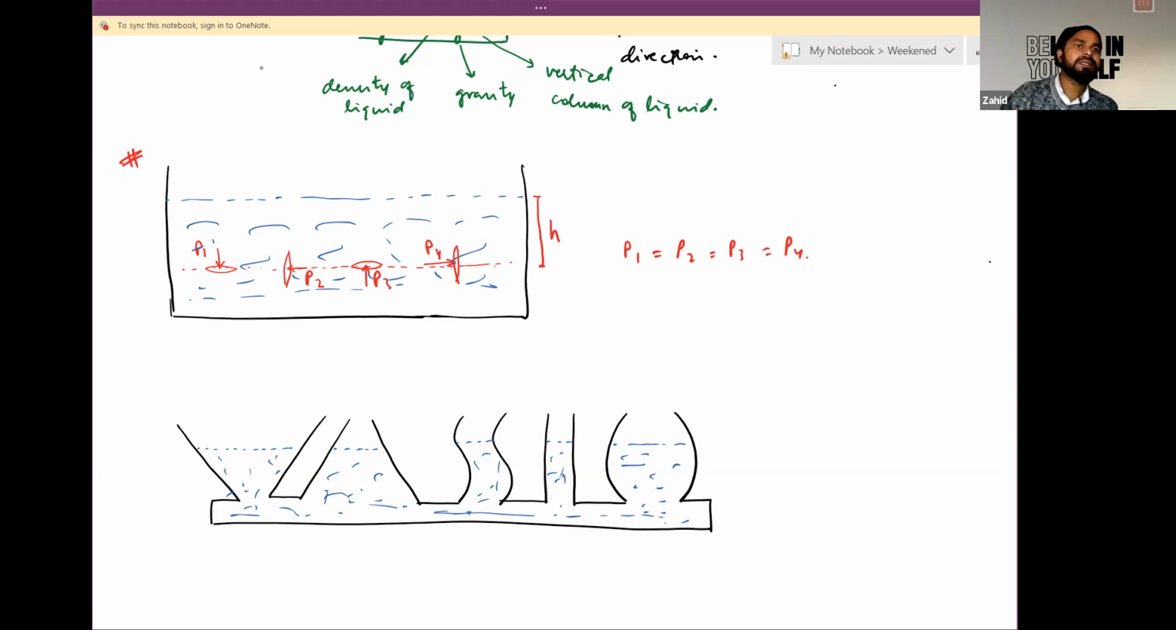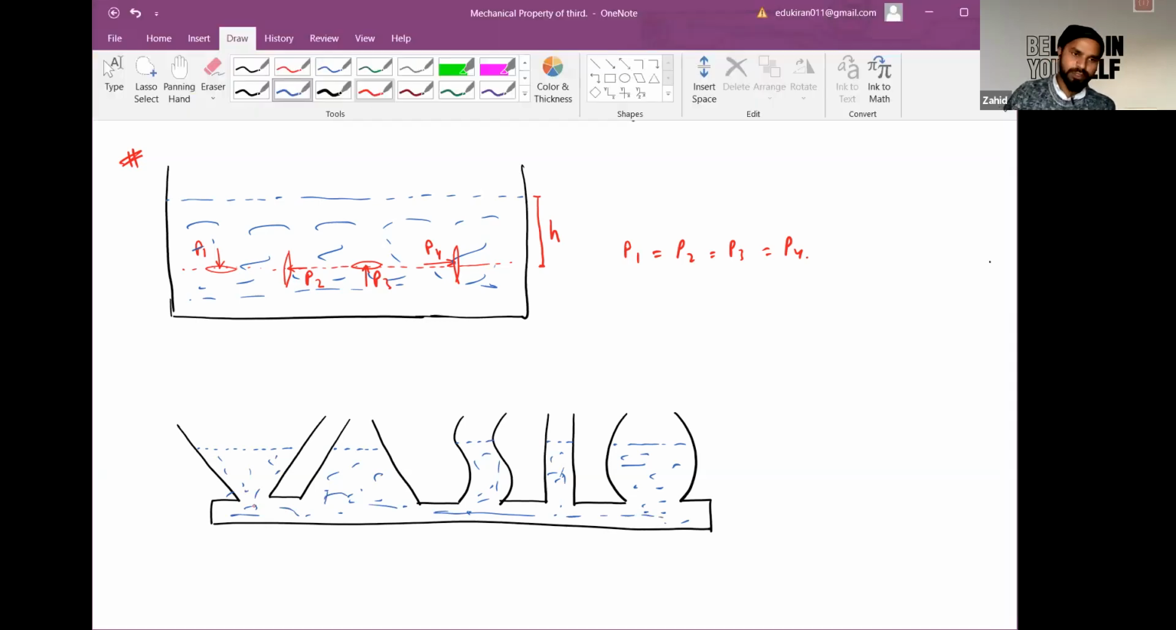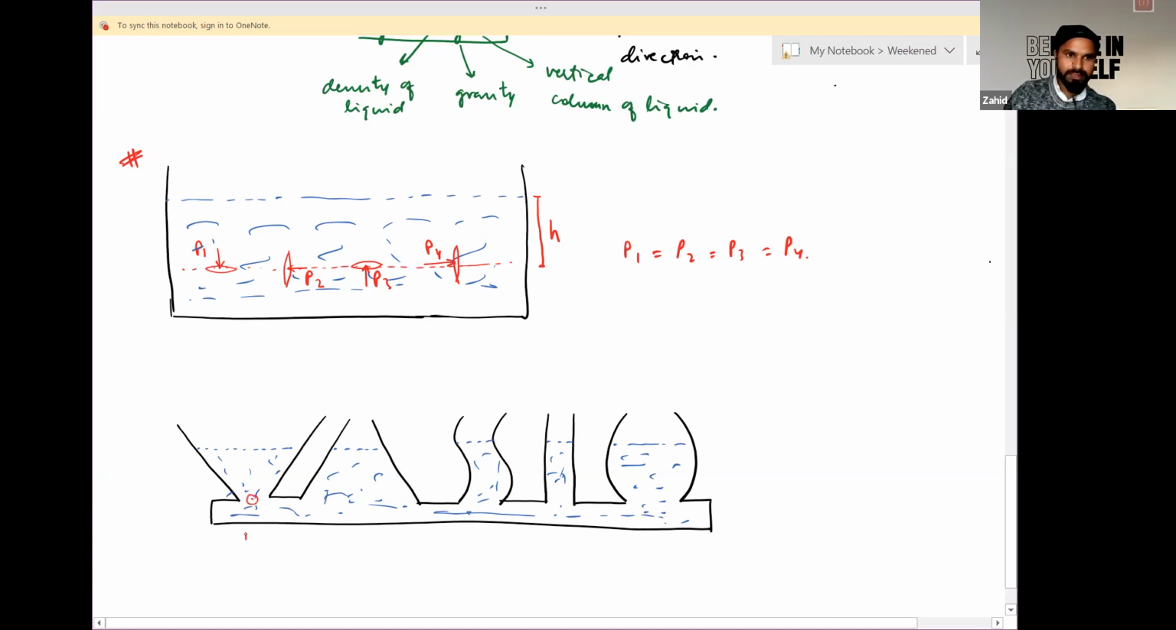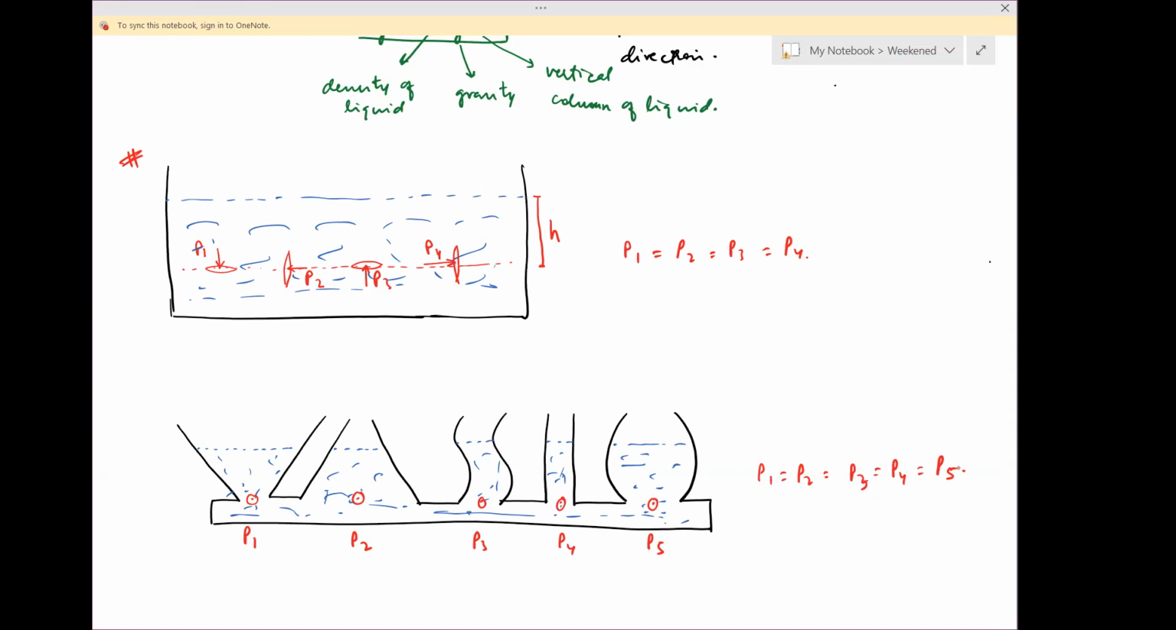It means pressure exerted by these column of liquid at this point, let's say P1. At this point, let's say P2, P3, P4, and P5. These all should be equal. So it will be independent of amount of liquid. It just depends upon vertical column placed over it. Is it clear? Yes.